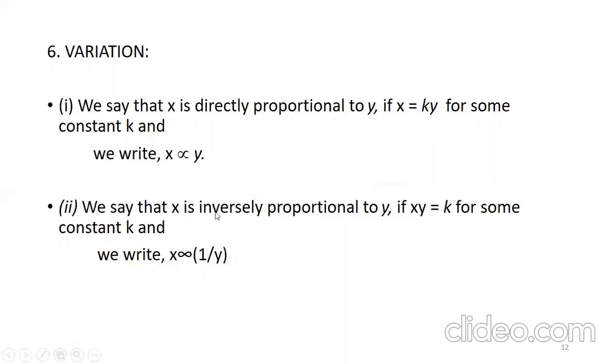Now we say that X is inversely proportional to Y if XY is equal to K for some constant K. So it is simple. The best example we can tell is the time, speed, distance formula. Distance K is equal to time into speed. Now the distance between two cities cannot be changed. It is a constant. But when your speed increases, time decreases automatically. So time and speed are inversely proportional. So X is inversely proportional to Y.